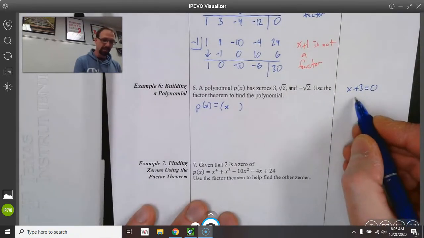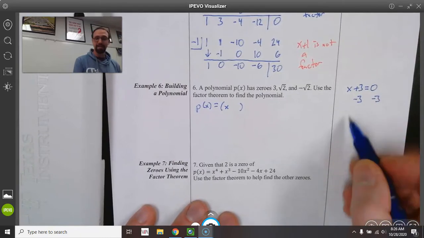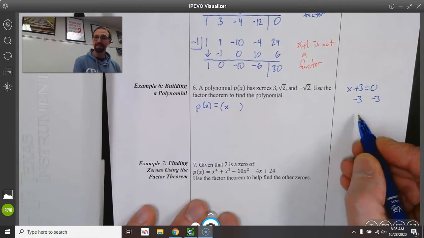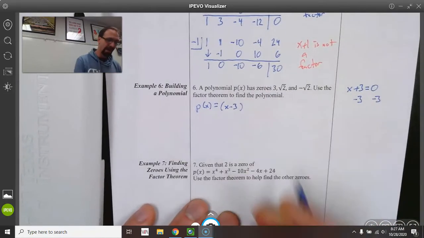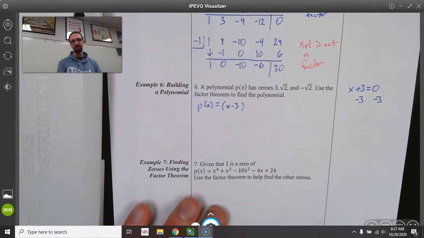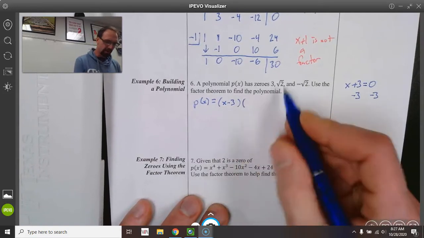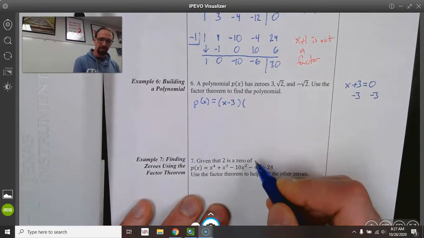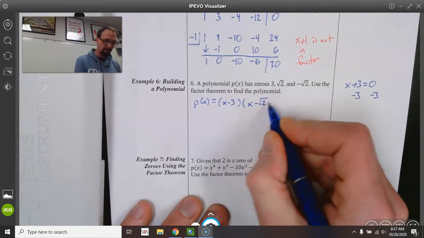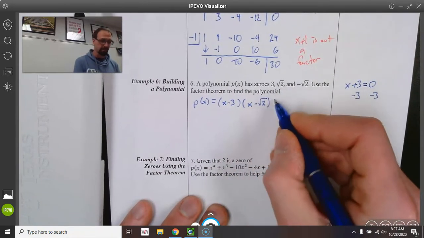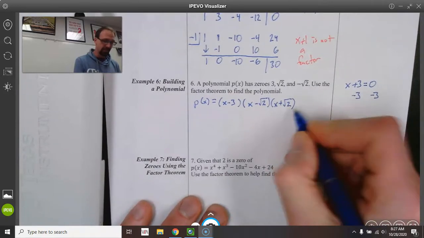So I have to subtract 3 from both sides. That tells me that I need to subtract 3 from the value of x to find my answer. Same with the plus square root of 2 and then the minus square root of 2. So I would subtract square root of 2 to get this value to be 0 for this one, and I would add square root of 2 to get this value to be 0.